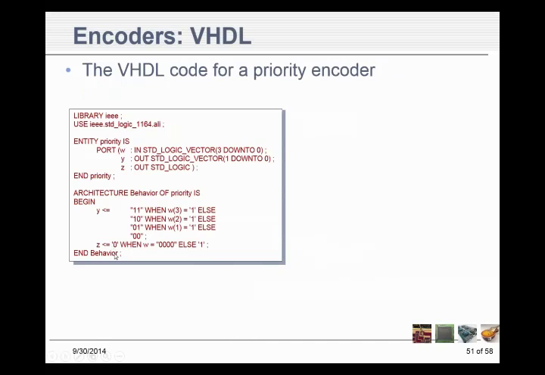We're about out of time. Here's the VHDL for it. We're probably not going to use a priority encoder, but if you're going to use it, you're going to have to look it up. Okay?